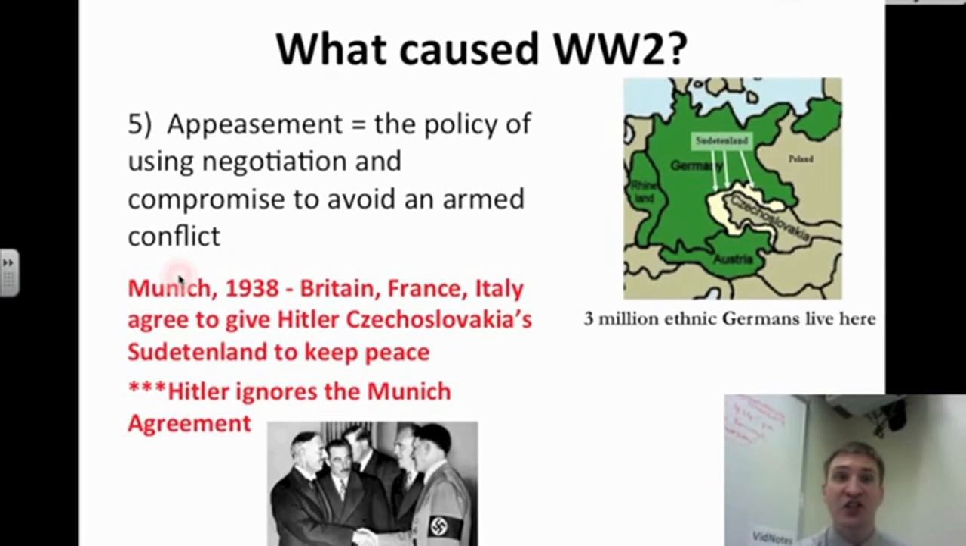It's Munich, a city in Germany, 1938. Britain, France, and Italy agree to give Hitler and the Nazis Czechoslovakia's Sudetenland in order to keep peace. Where is the Sudetenland? Here's Germany, here's Austria, and this yellow portion of Czechoslovakia is Sudetenland. 3 million ethnic Germans live here. It's filled with coal and oil, and Germany wants it. They get it, but after Hitler gets what he wants, he then ignores the agreement between him and these European powers. He wants more, and he gets it.